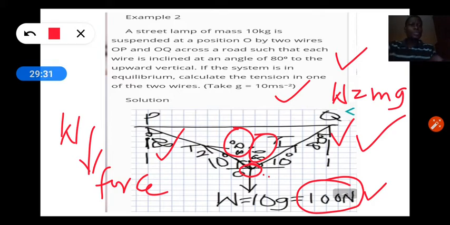Now, if the system is in equilibrium, you see, they are telling us the system is in equilibrium. The lamp is at rest at point O, so it's in equilibrium. That's translational equilibrium. So we're going to apply the same thing we established in our conditions: summation Fx is equal to 0, summation Fy is equal to 0, then our resultant will also be equal to 0. That was the condition we established for solving this particular question. Good. Now, if the system is in equilibrium, calculate the tension in one of the wires.